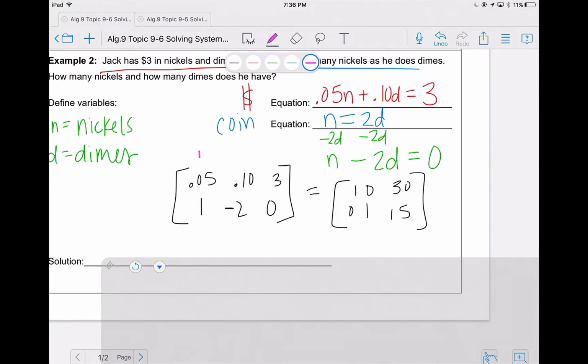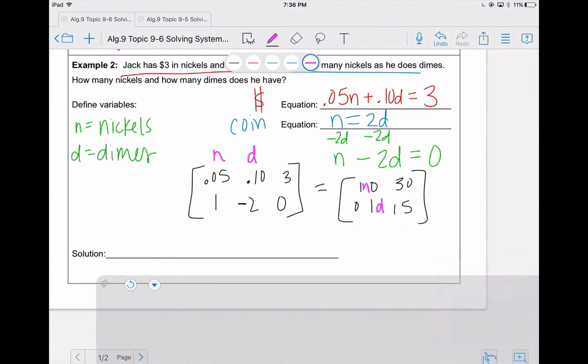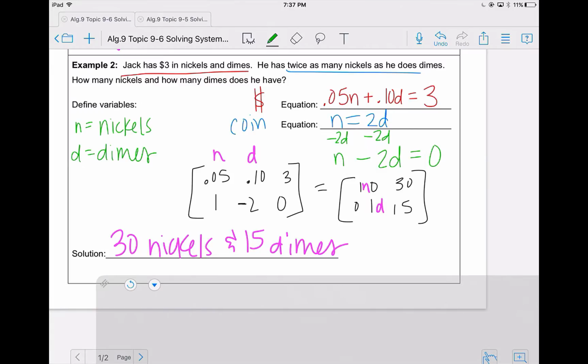Remember that when we lined them up, we had nickels and dimes, so nickels and dimes. They did ask you how many of each, so you need to say there are 30 nickels and 15 dimes. If you just write 30, 15, I don't know which one's which. So make sure when you write your answers, you are very specific and use some words in there.